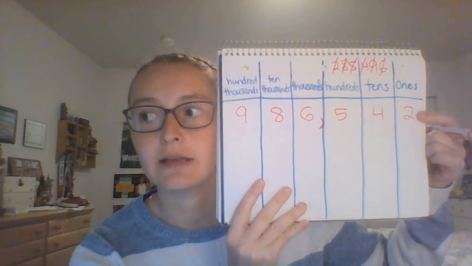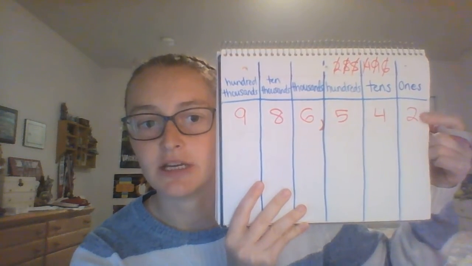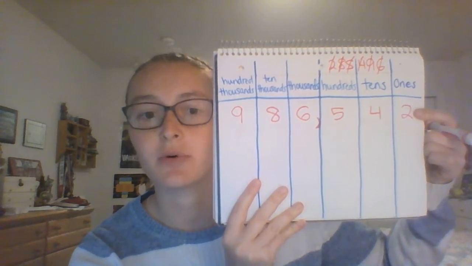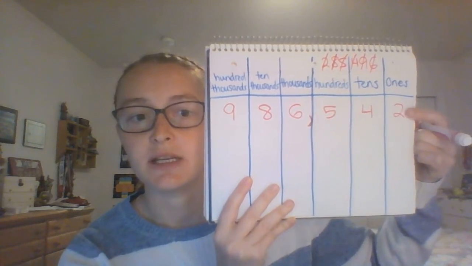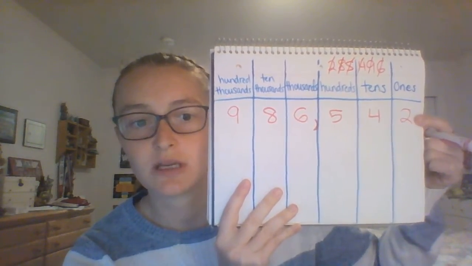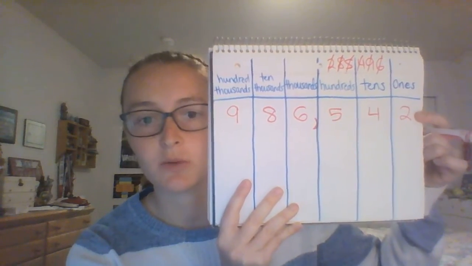An odd number means this digit is not a multiple of 2. But to be even, this digit is a multiple of 2. So in our number, our digit in the ones place is 2. 2 is a multiple of 2, so this is an even number.